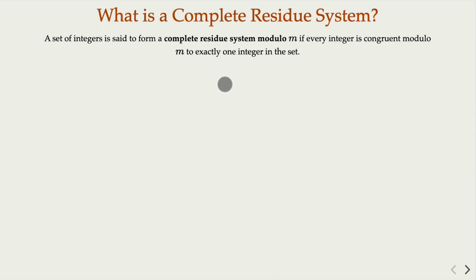Now, typically, if we have 3, you know that the remainder is going to be 0, 1, or 2. So 0, 1, 2 forms what is called a complete residue system. Of course, you don't have to use 0, 1, 2. If you use 1, 2, 3, that's also okay, right? Because the remainder is either 1 or 2, or 0, in which case it can be represented by 3. Now, typically, we use two different forms of complete residue system.